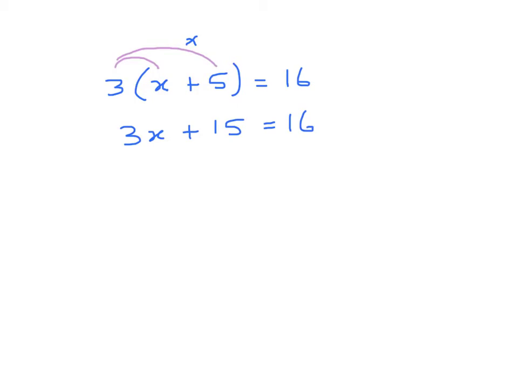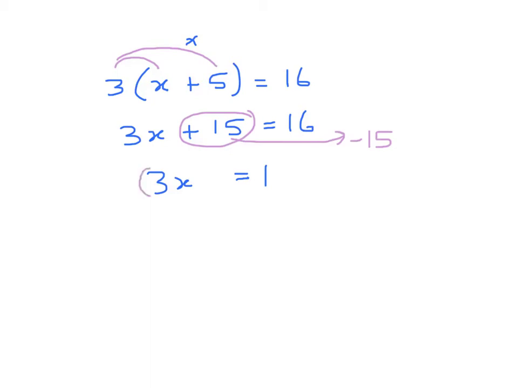I now want to move the number over onto the right hand side. Plus 15 becomes minus 15. So I have 3x equals 16 minus 15 is 1. Now I have a 3x. 3 times x, the opposite of multiplying by 3 is dividing by 3.